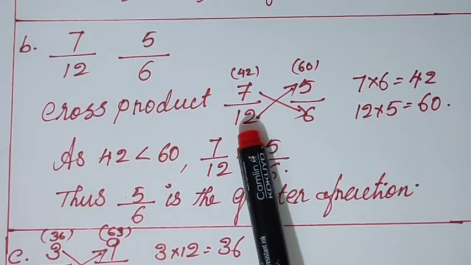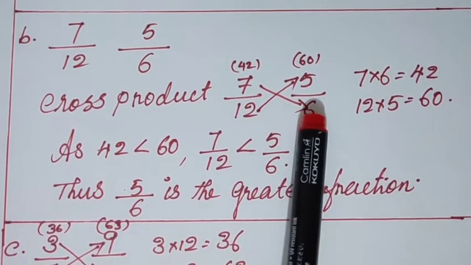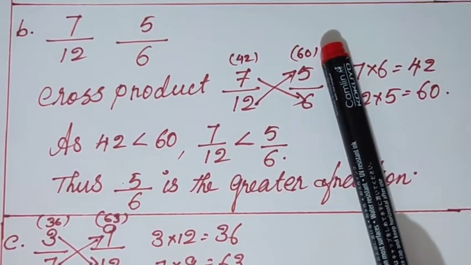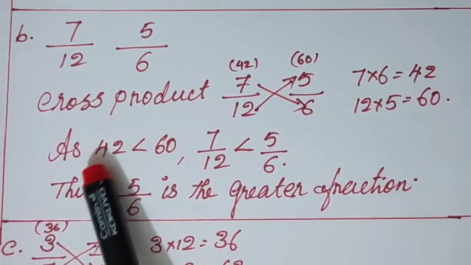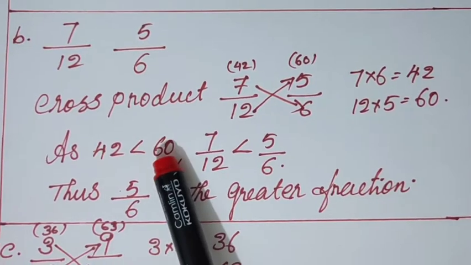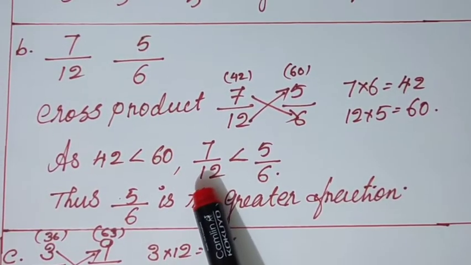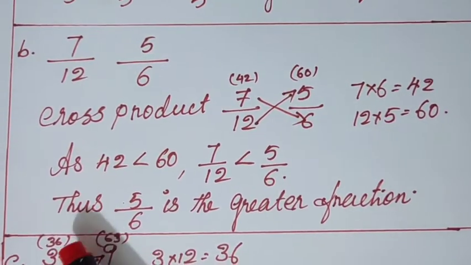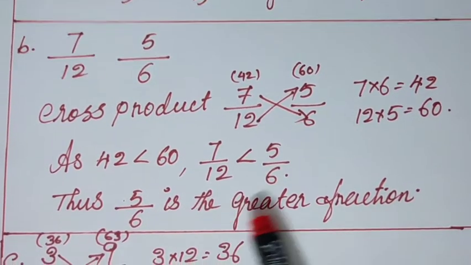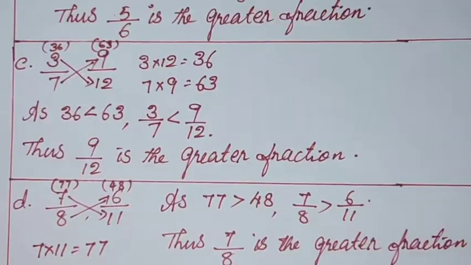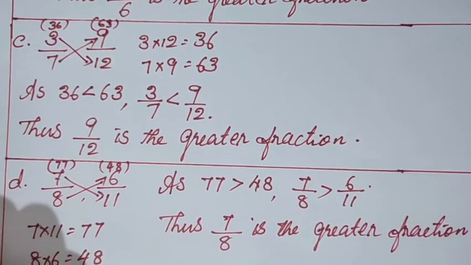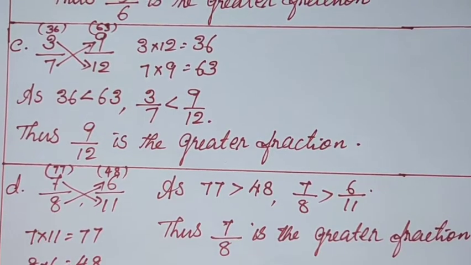You can write the products upside. 7 multiply 6 is equal to 42. 12 multiply 5 is equal to 60. See the numbers. As 42 is smaller than 60, 7 by 12 is smaller than 5 by 6. That means 5 by 6 is the greater fraction. Okay? Students, the same method you have to follow in the C and D sums.